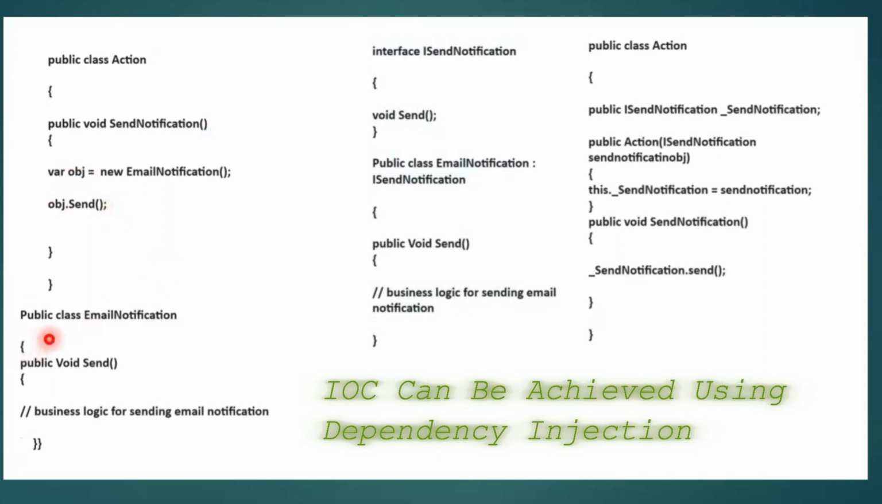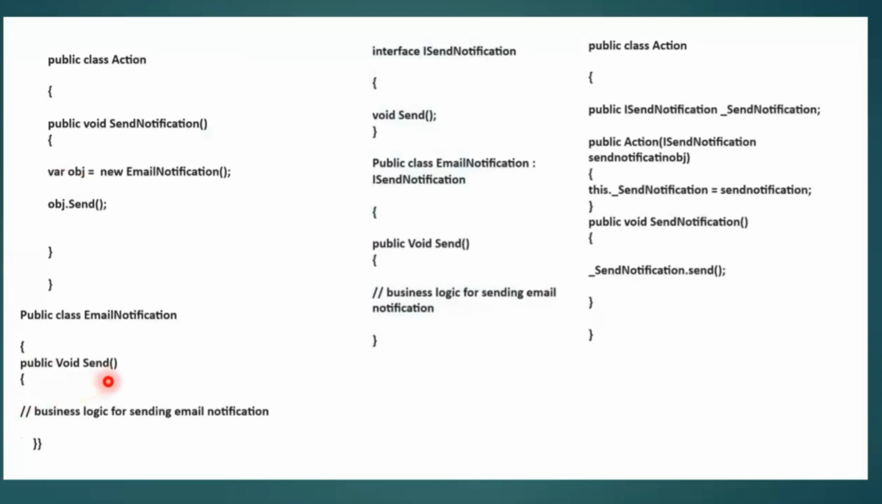Now this is the definition of the EmailNotification class. It contains the Send method and here is the business logic for it. I am consuming this class object in the Action class. So this is the high level class and this is the low level class. Now according to the dependency inversion principle, both should depend on abstraction.